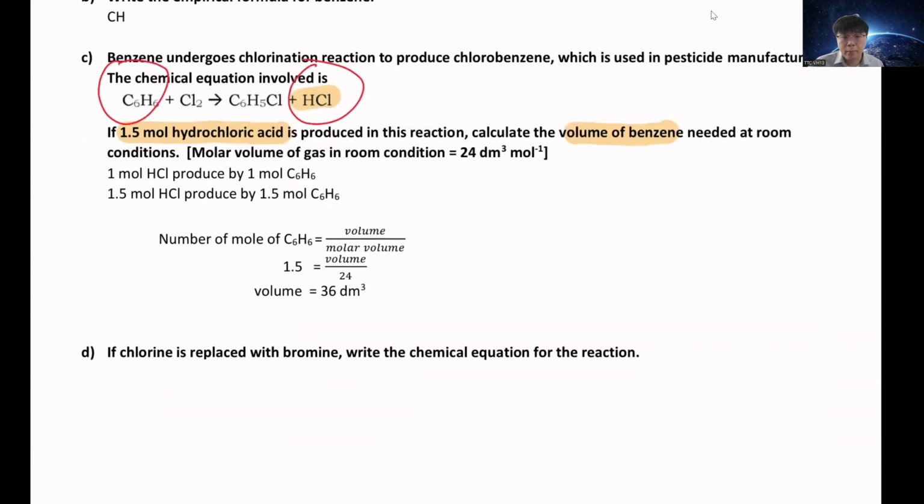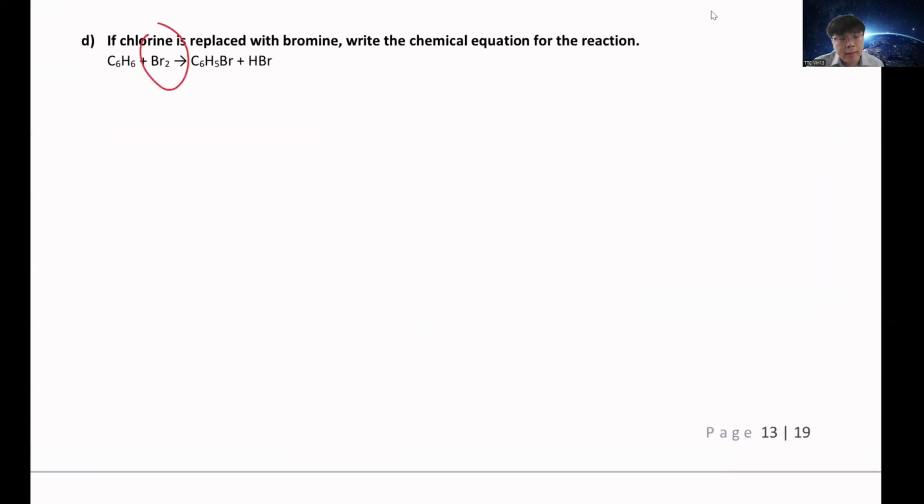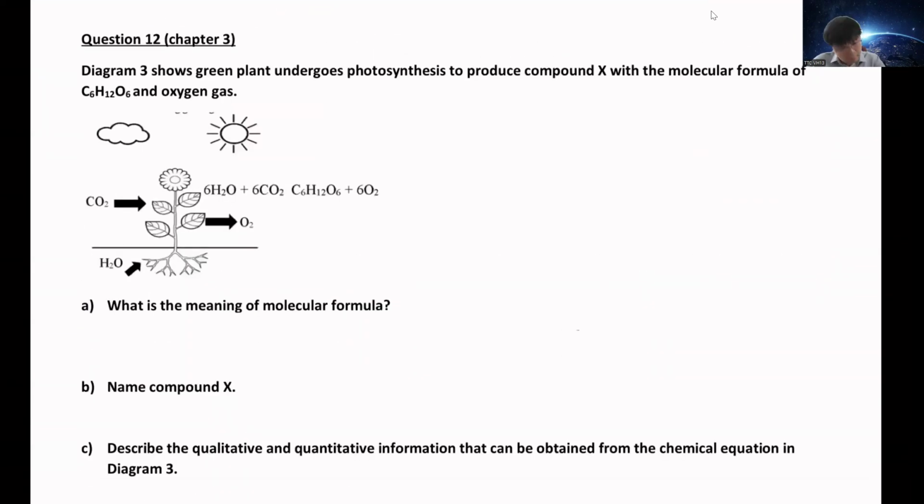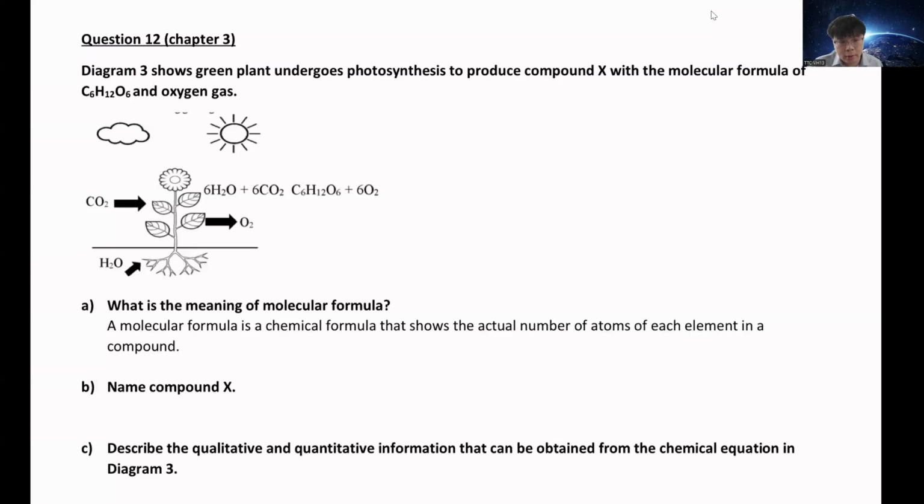Okay, if chlorine is replaced by bromine, so if this one changes to bromine, your equation is actually exactly the same. So change this to this only, Cl changes to Br. Okay, the rest will be the same. Now after that, move on to this. See, you can keep repeating, they ask you molecular or empirical formula. So this is the molecular formula. So name compound X. Let's check.